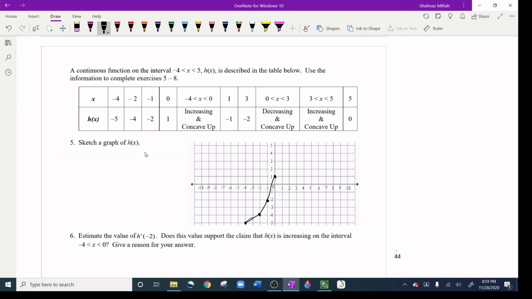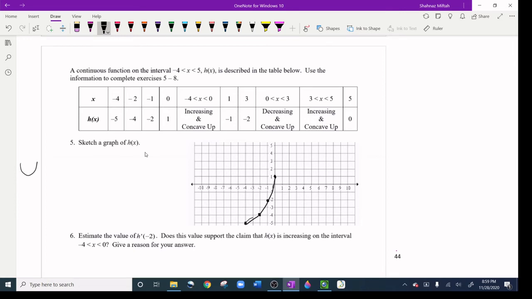Okay, it's supposed to, let me see. If I start here, it's gonna go like that. There. Then I have, because -4 to 0, I'm increasing and concave up. So it is concave up, like concave up means like that. So it is going like this, and it is increasing, like if I draw a tangent line, it's all positive. Okay, so that's good, -4 to 0.